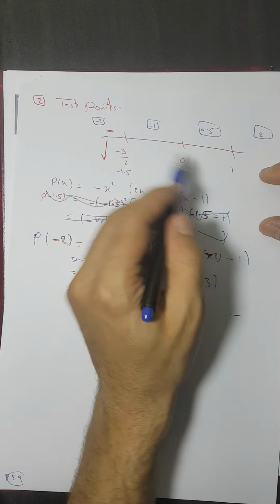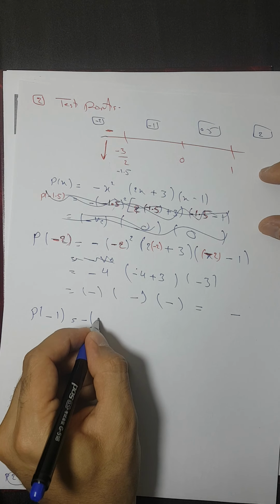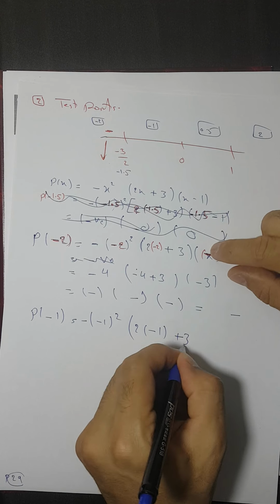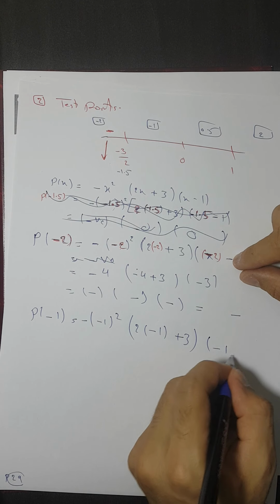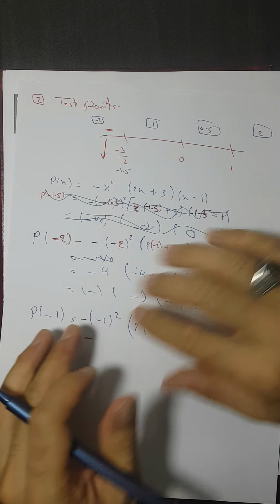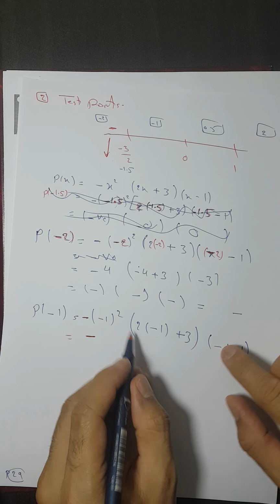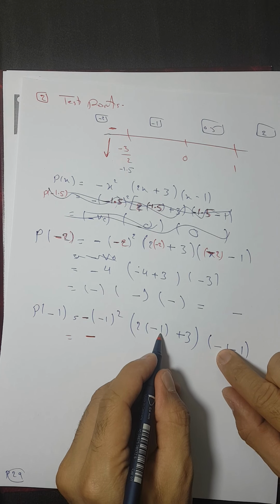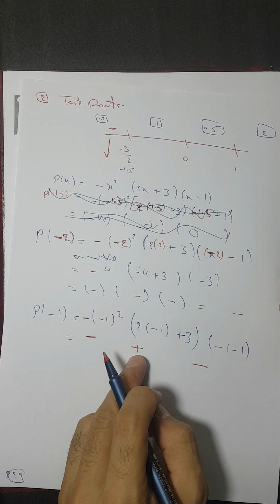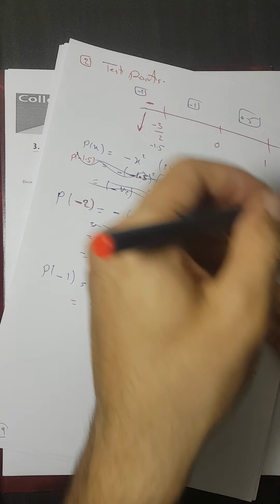How about between 0 and 1? You put 1 half, or -1 here, I get what? -1 squared, 2 multiply -1 plus 3, -1 minus 1. Now I get what? Negative as usual. So you don't need to do every time, because you have a positive and negative. You have a square, so 2 negatives I will get positive, and here negative, negative. So negative, positive, negative, negative, negative, positive. So finally I get positive here.